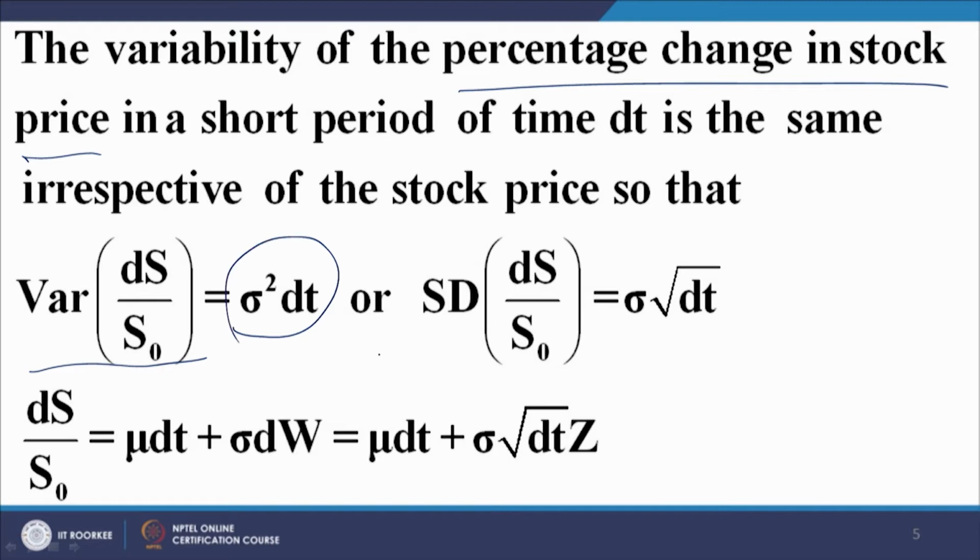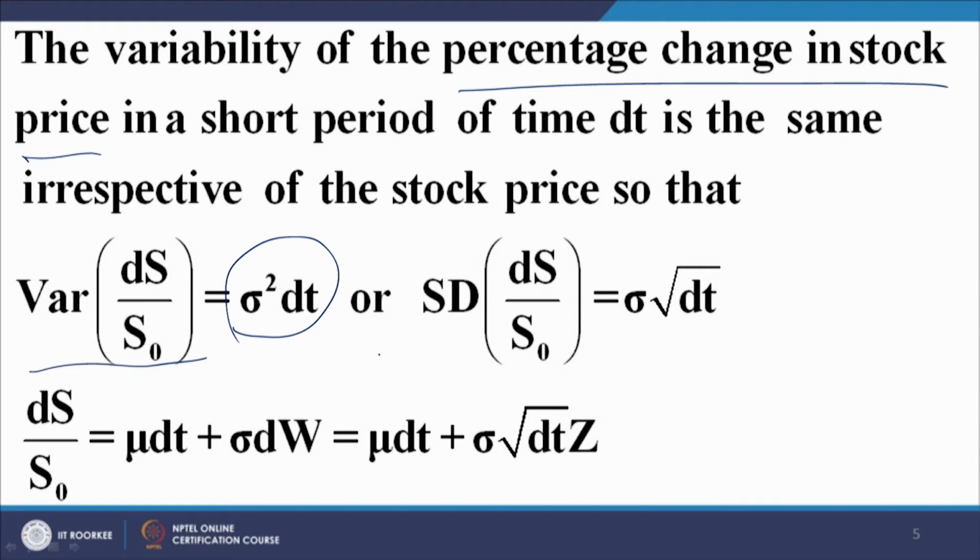That is independent of S naught, that is the important point. And so, what the model says is that it should be independent of the stock price, and it is independent of the stock price. In other words, we can write the standard deviation of ds upon S naught, that is the standard deviation of the percentage change in the stock price, as sigma under root dt.